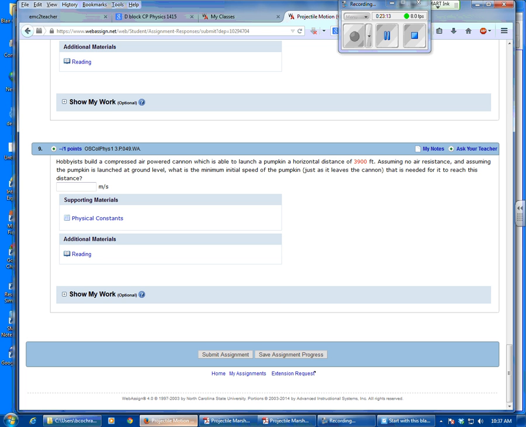It's asking for the minimum initial speed of the pumpkin. Well, for the minimum initial speed of the pumpkin to go this far, that would mean it would have to be at a maximum horizontal distance, right? That's the other way to think about it. Either think, what's the lowest speed I could launch that at to get there, or that's the furthest I could get it at this speed.